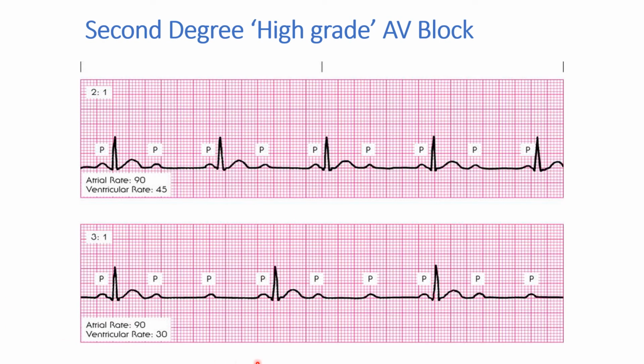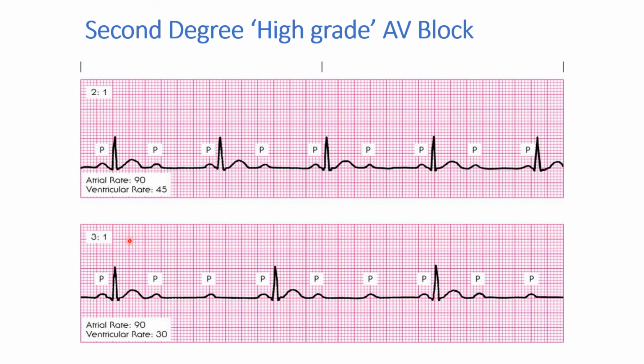Here in this first ECG strip, you can see every second P wave is followed by a QRS complex, and in the second ECG strip, every third P wave is followed by a QRS complex. So here, after the first and second P waves, there are no QRS complexes. Here, first P wave, second P wave, and third P wave, and after that a QRS complex. Again, first P wave, second P wave, third P wave, and again a QRS complex. Therefore, the P to QRS ratio is 3 to 1.